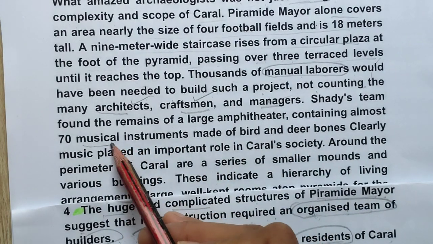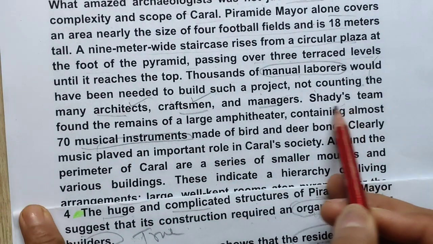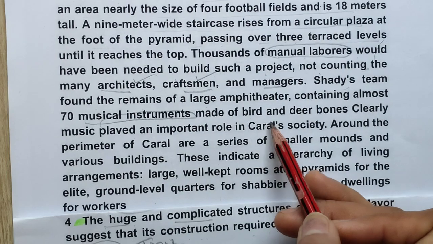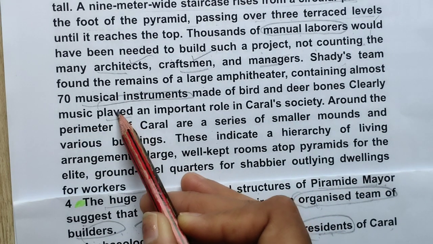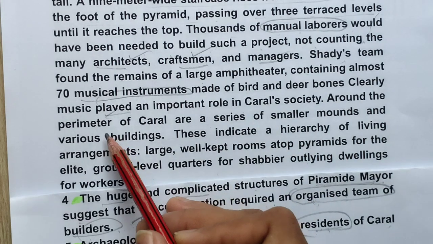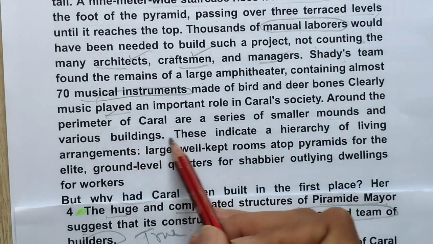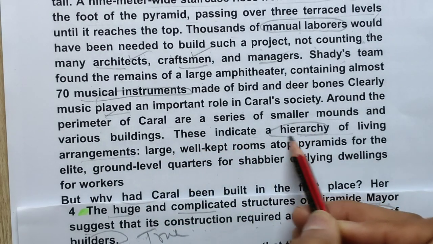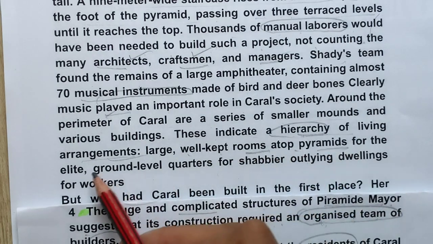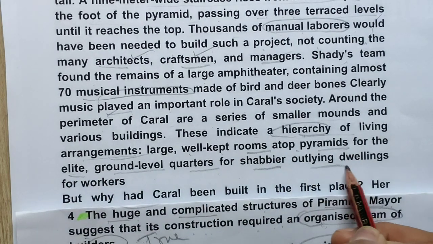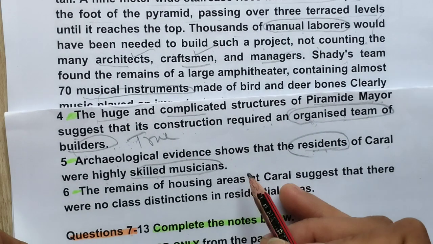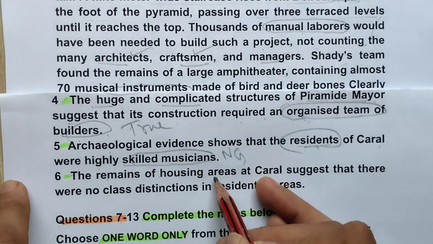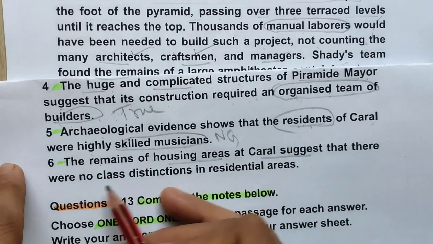Now next, musical instrument is here. Let's read it. Shady's team found remains of a large amphitheater containing almost 70 musical instruments made of bird and deer bones. Clearly music played an important role in Caral society. Around the perimeter of Caral are a series of smaller mounds, and these indicate a hierarchy of living arrangements: large well-kept rooms atop pyramids for the elite, ground level quarters for shabbier outlying dwellings for workers. But I don't think they are talking about whether they were highly skilled musicians, so not given will come here.